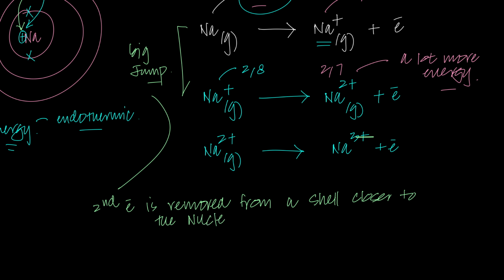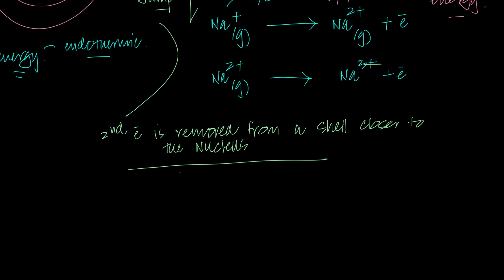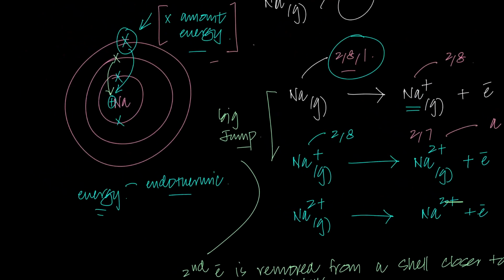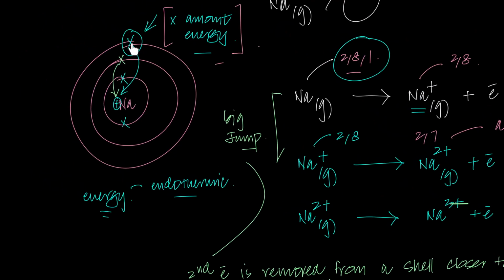And therefore it experiences a stronger pull. That's why to remove it, you need to provide more energy. And these big jumps that I'm talking about were a proof of shells. That's how we proved shells. Because we do not have these big machines to visualize this. But these big jumps between removing one electron and the other electron were actually an indication of different principal quantum numbers.